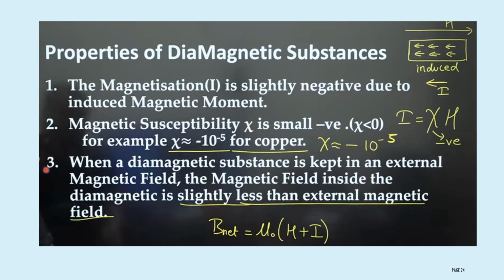Third point, when a diamagnetic substance is kept in an external magnetic field, the magnetic field inside the diamagnetic substance is slightly less than the external magnetic field. If you keep a diamagnetic substance in an external magnetic field, because of this induced dipole moment, it opposes the external magnetic field. Because of this reason, the magnetic field inside a diamagnetic substance is slightly less than the external magnetic field. The net magnetic field will be given by mu naught times H plus I.